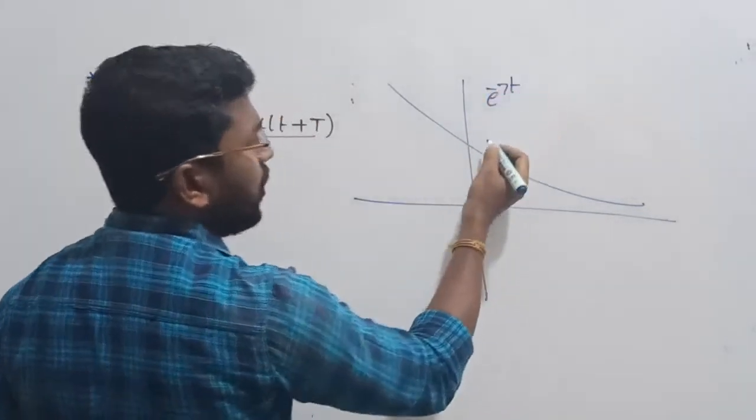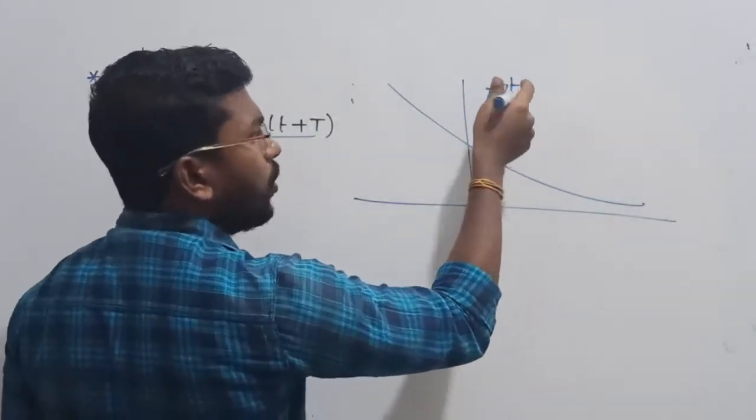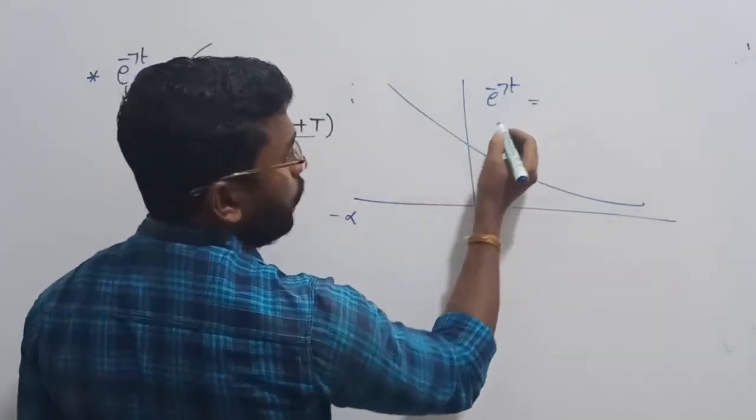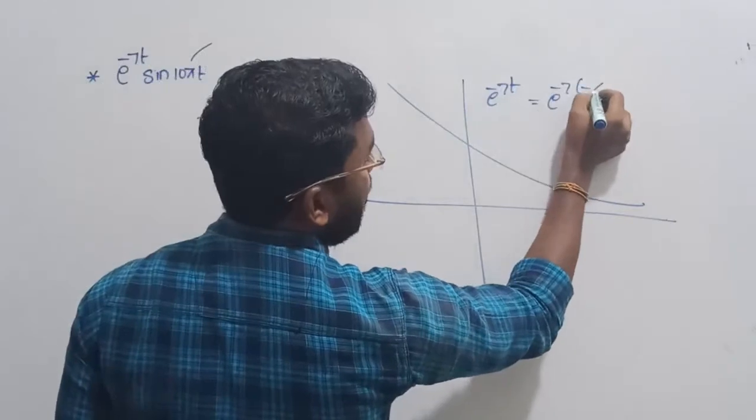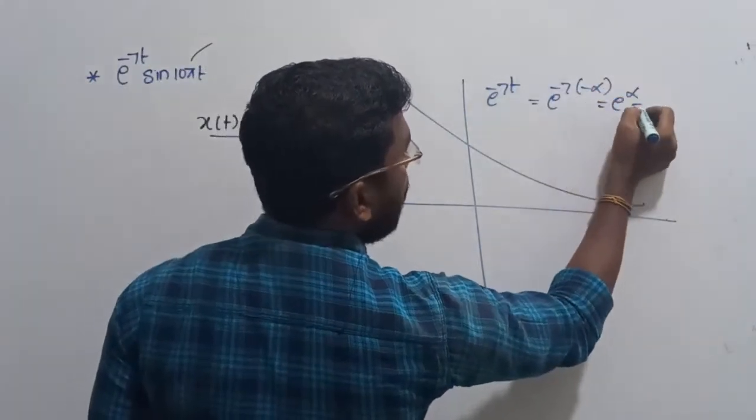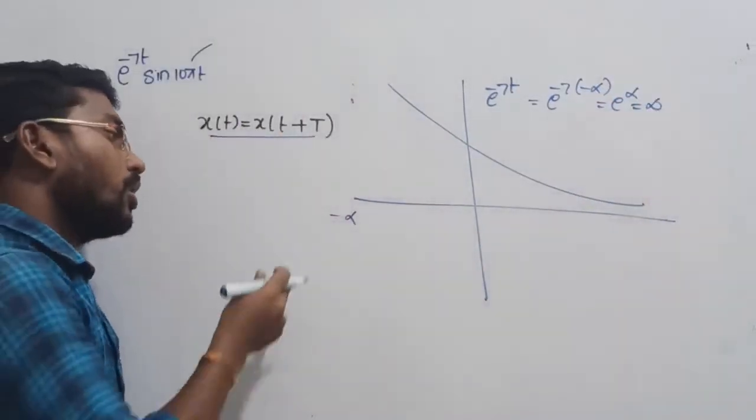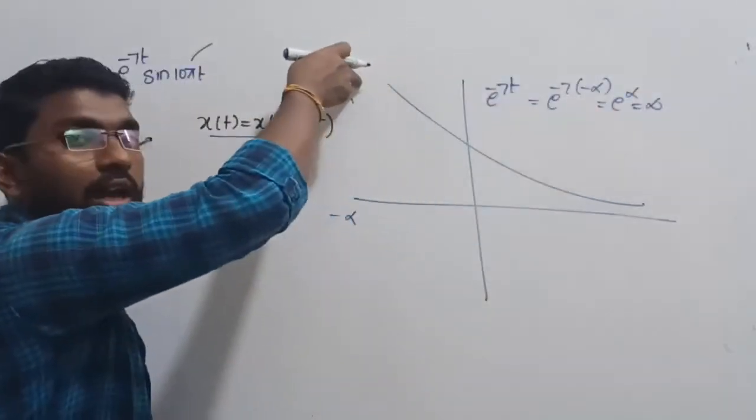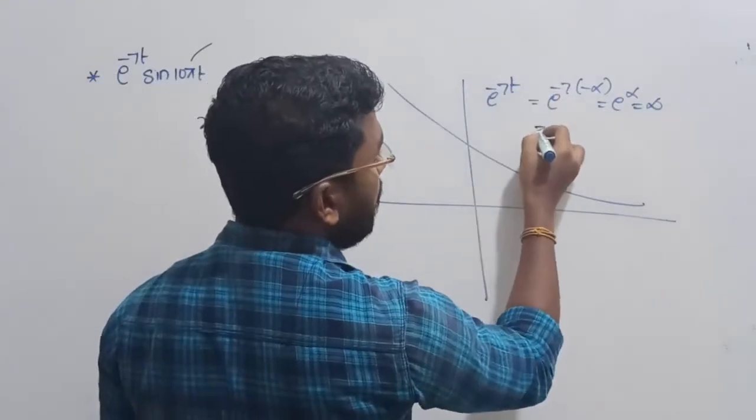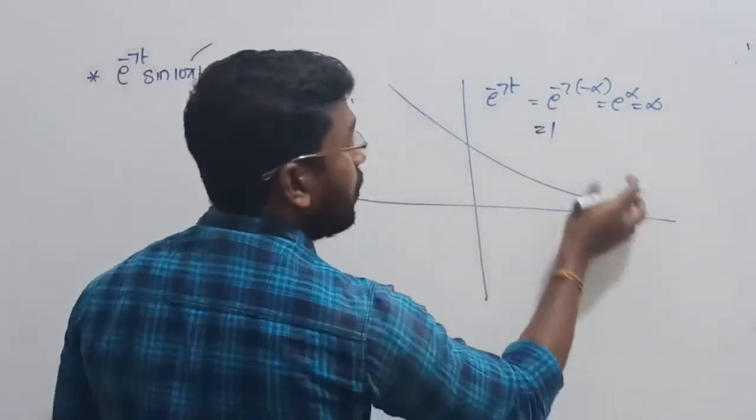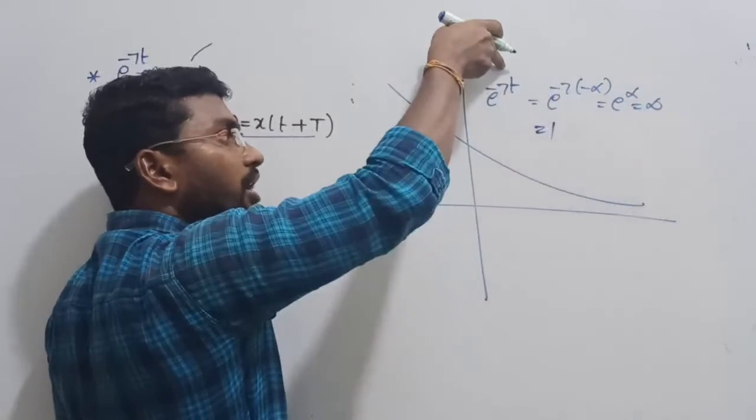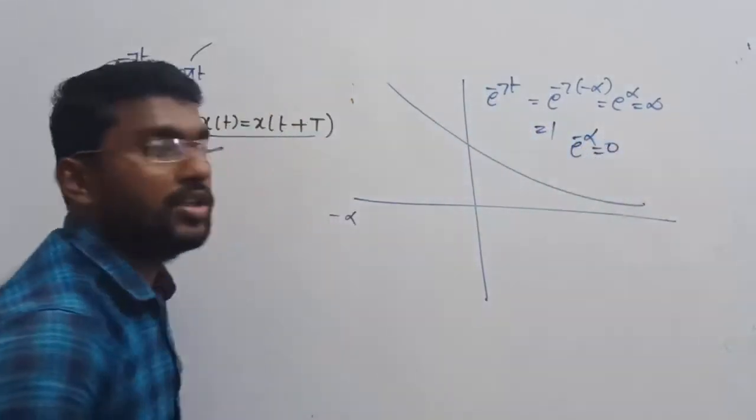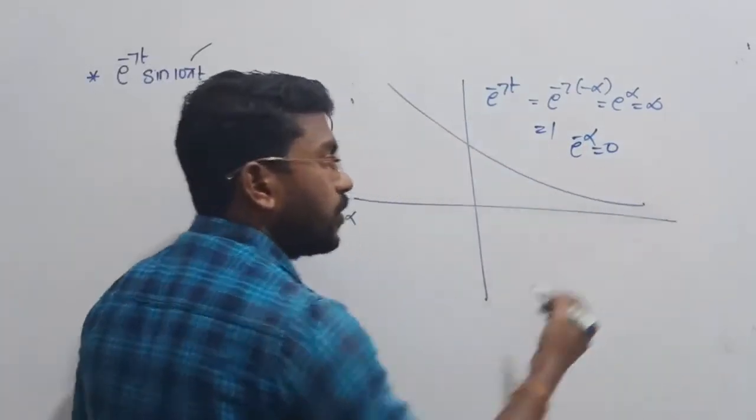Just draw the waveform. In e power minus 7t, substitute values for t. At t equal to minus infinity, e power minus 7 into minus infinity becomes e power infinity, which should be equal to infinity. So the magnitude of the signal is infinity. At t equal to 0, e power 0 will become 1. At t equal to plus infinity it will become 0. Why? Because minus into plus infinity becomes e power minus infinity, and e power minus infinity will be 0. So that signal keeps on exponentially decaying.